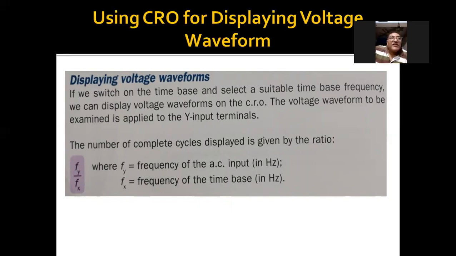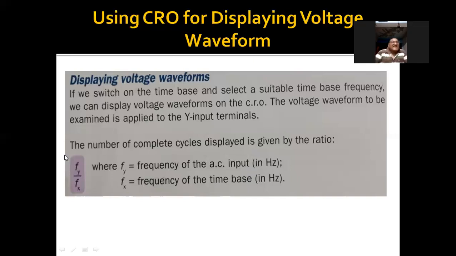The number of complete cycles displayed is given by the ratio. So on the screen, how many complete waves will be shown? That depends upon this ratio, which is Fy divided by Fx. Fy is the frequency of the alternating current input in hertz, which you connected to the Y input, and Fx is the frequency of the time base. It's a very important thing.